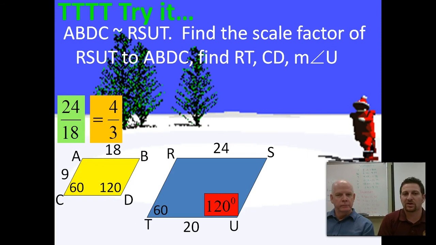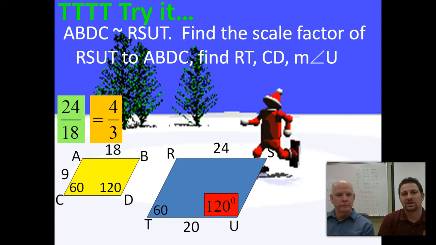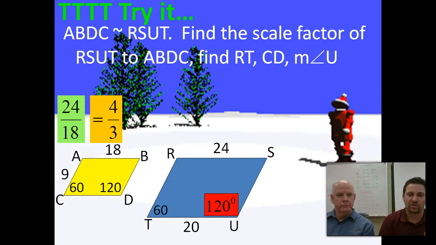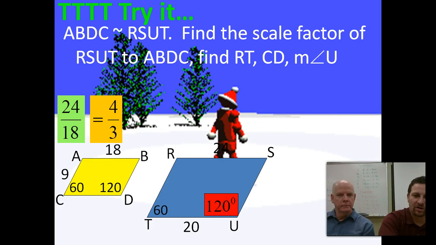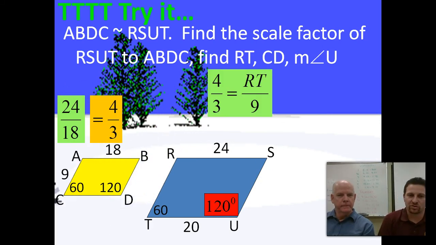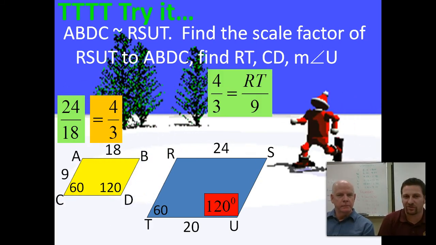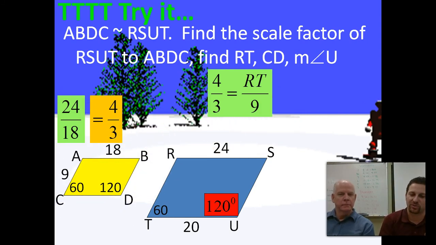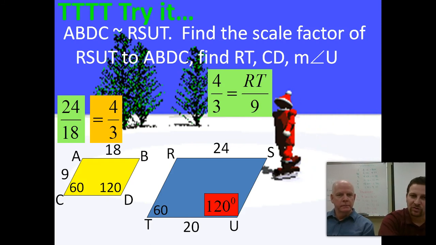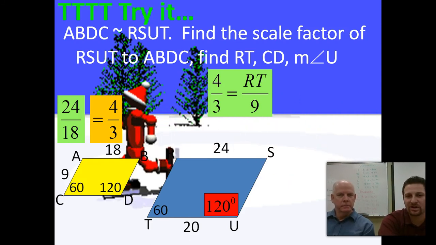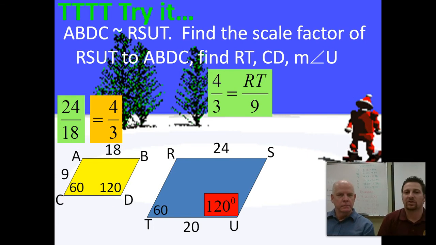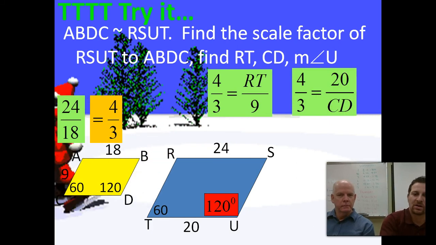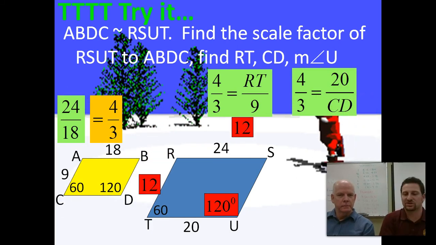Now we can figure out RT and CD. RT is the corresponding side to AC, and since the bigger one is on top and the smaller one on the bottom, we can say 4/3 equals RT over 9. We've got the scale factor in front, equal to the side we're missing over the corresponding side on the similar polygon, which is 9. Cross multiply: 9 times 4 is 36, and 3 times RT, we call that 3x. Do a little math, move things around, and you get that RT is 12.